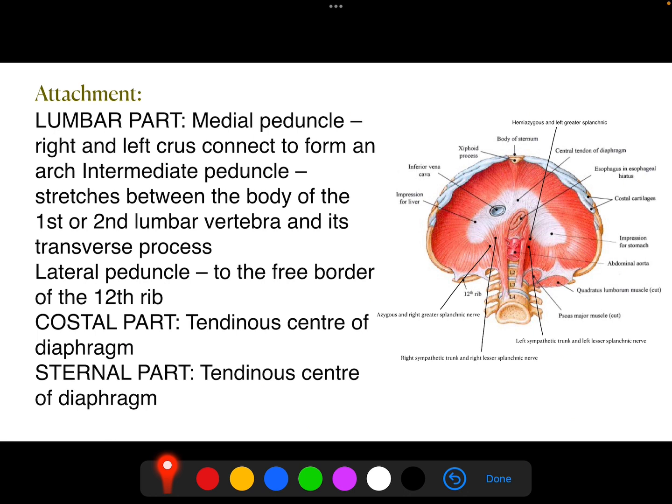Now let's move on to the attachments of these parts. In the lumbar part, the medial peduncle attaches in the medial peduncle; the right and left crura connect to form an arch. The intermediate peduncle stretches between the bodies of the first and second lumbar vertebrae and their transverse processes. The lateral peduncle attaches to the free border of the 12th rib. The costal part attaches to the tendinous center of the diaphragm, and the sternal part also attaches to the tendinous center of the diaphragm.